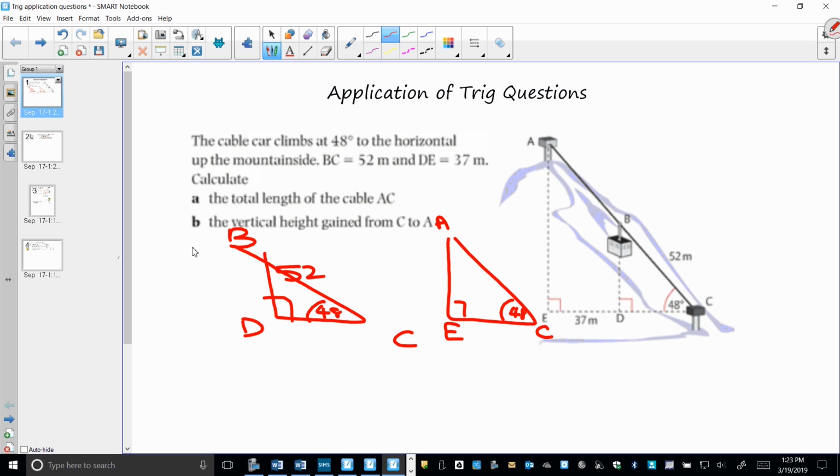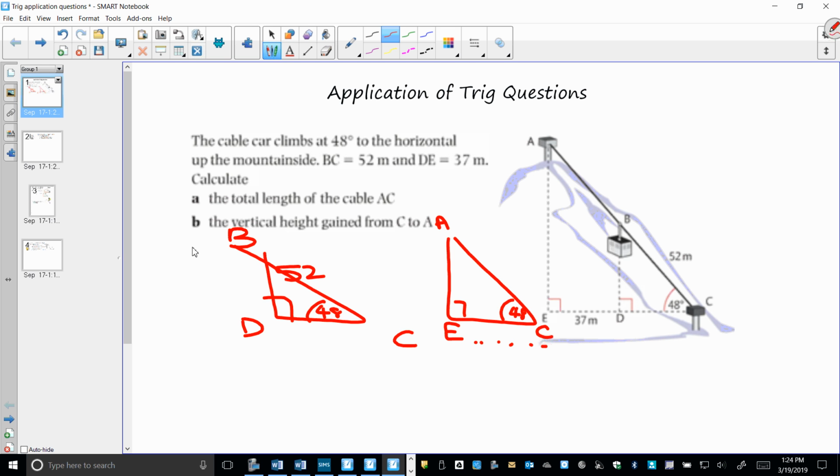Which side? Let's use some letters. BD, or do you mean DC? Do you mean EC? Do you mean AC? DC. I would suggest finding DC would be helpful. The reason being is that if we find DC, then we could at least label this length here.